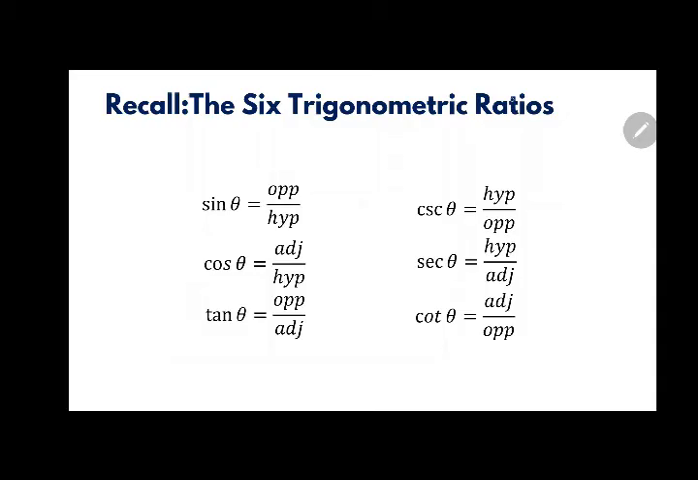So kung matatandaan ninyo, sa ating huling video, pinag-usapan natin ang 6 na trigonometric ratios. So para matandaan ang formula o ang ratio ng 3 basic trigonometric functions na sine, cosine, at tangent, ginagamit natin ang mnemonic device na SOH, CAH, TOA.